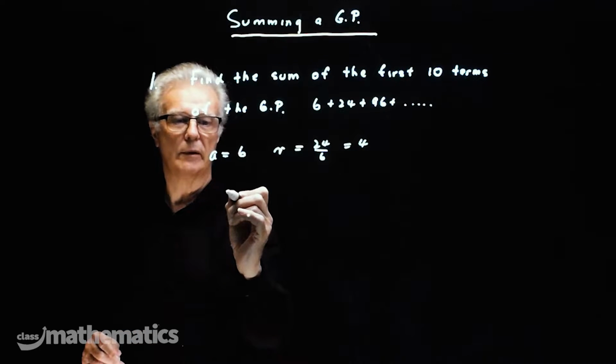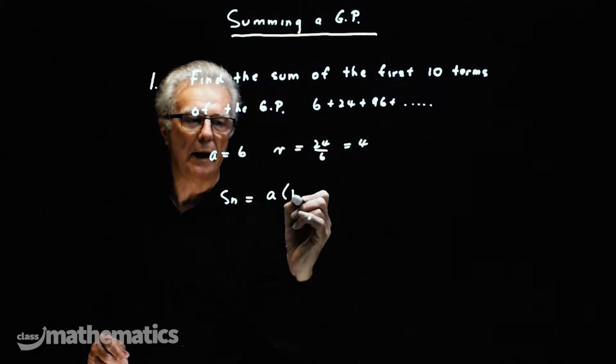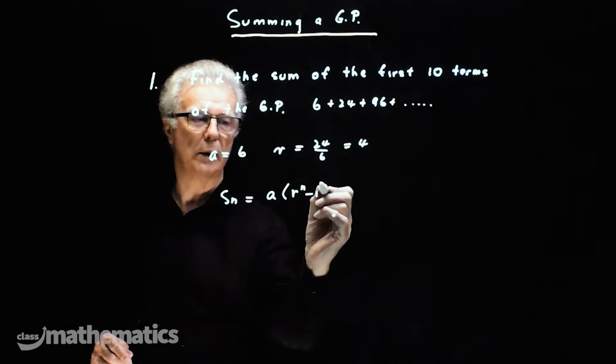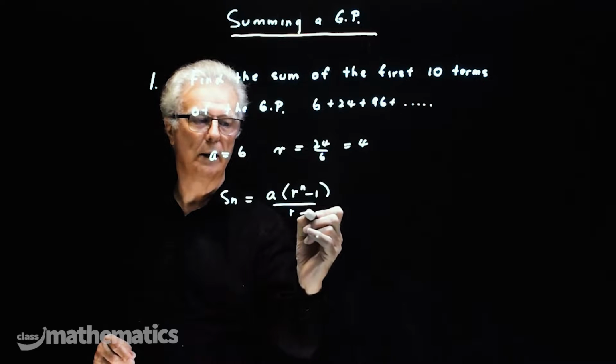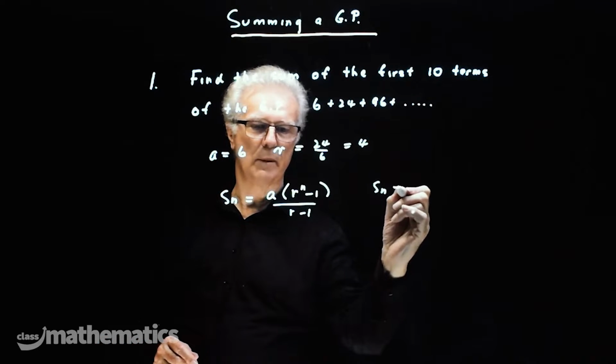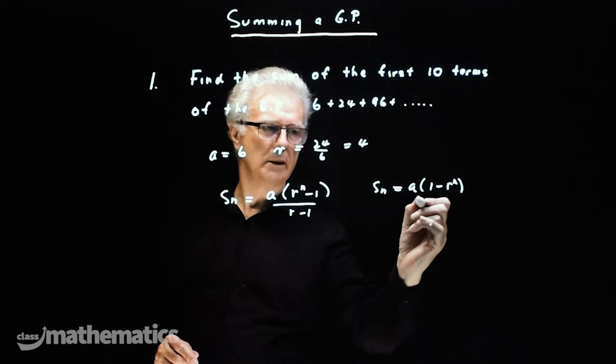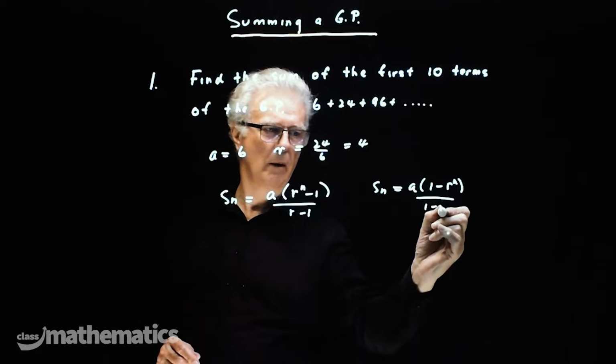There's two of them. We've got this one, Sn is equal to A outside of R to the power n minus 1 over R minus 1. Or you can just turn these around and do this. You might say, well, why would you do that? Well, there's a good reason for it.